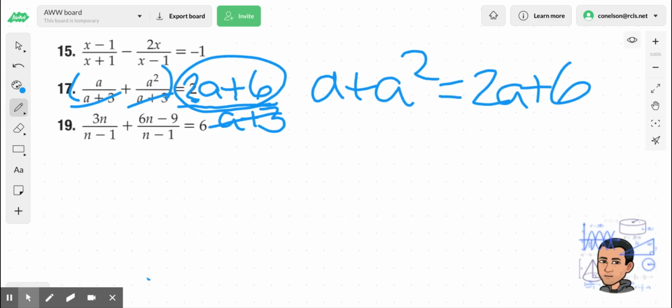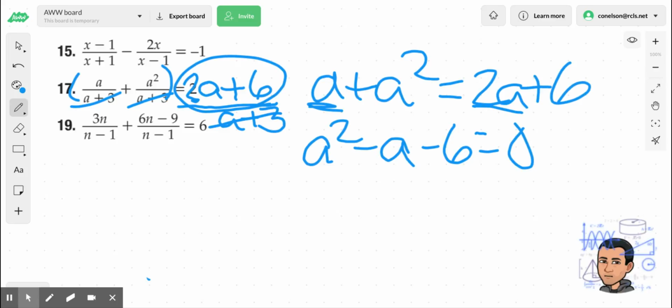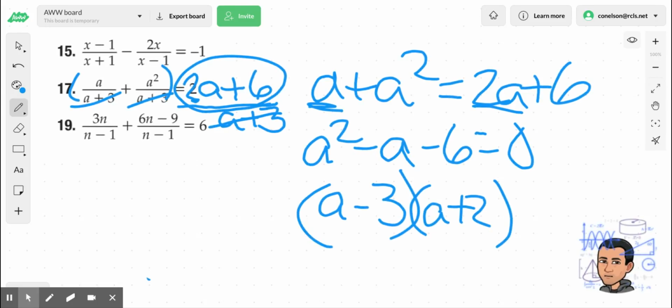Now, I would love to keep that a squared as positive. So I'm going to put a squared. I'm going to move the 2a to the left, which would give me negative a, because a minus 2a, and then again minus 6. Now, that's going to leave us with that. I'm pretty sure at this point that I'm going to get a minus 3 and a plus 2. And then if I set both those equal to 0, I should get answers of 3 and negative 2.